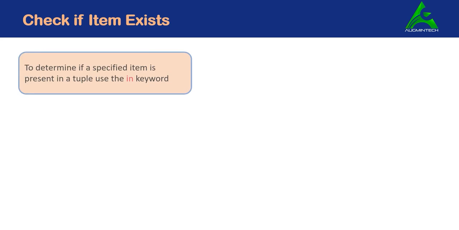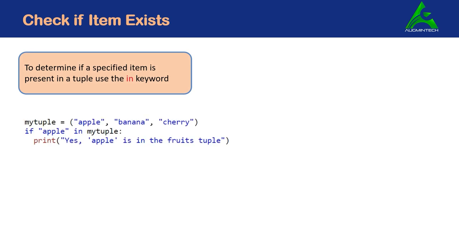Now let's check if an item exists in a tuple. To determine if a specified item is present in a tuple, we can make use of the in keyword. In is also a membership operator here. There we go. Checking using the in keyword or membership operator results in either true or false. So here if apple is present in my tuple, then it will go inside the if block and print yes, apple is in the fruits tuple.